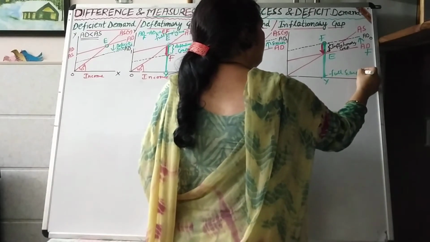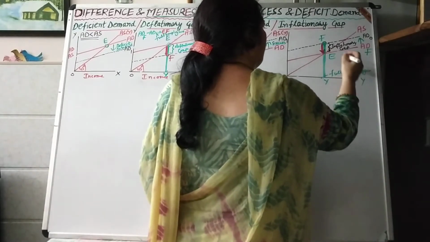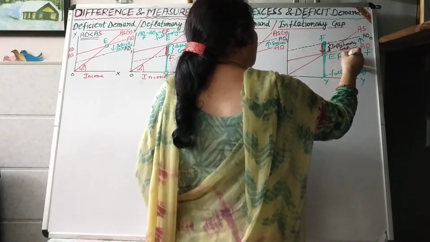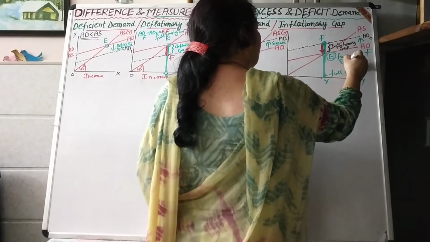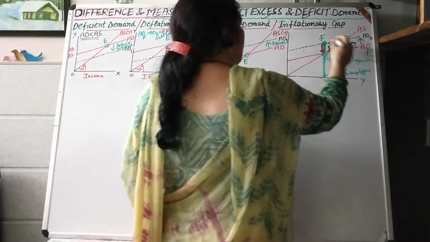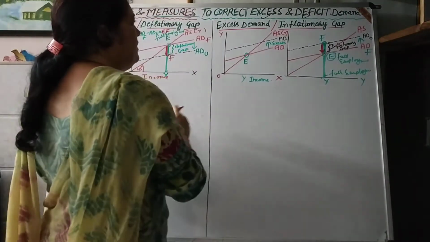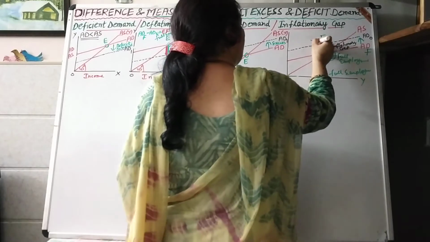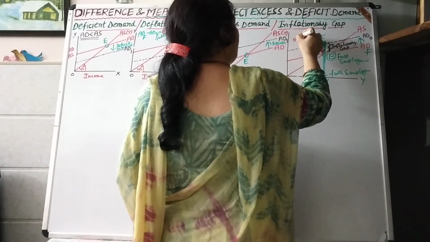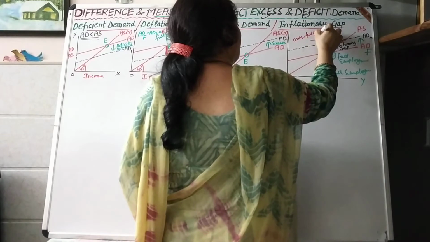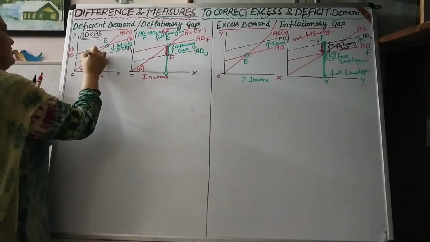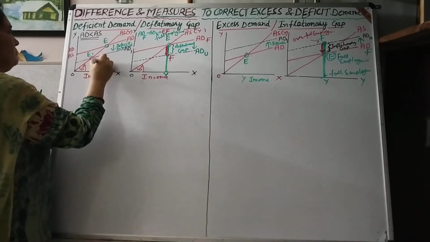Full employment, E, this is full employment, and this indicates over full employment equilibrium. F point indicates over full employment equilibrium. And E1 indicates underemployment.